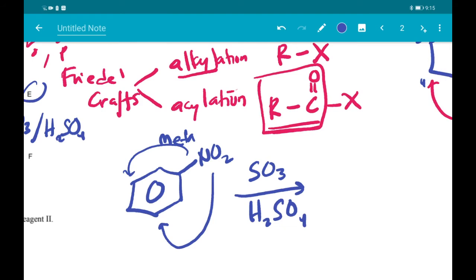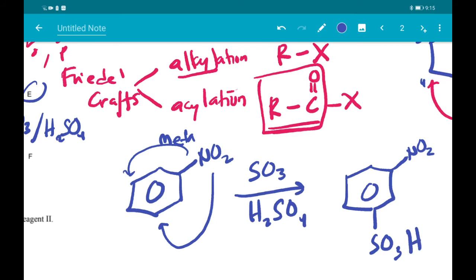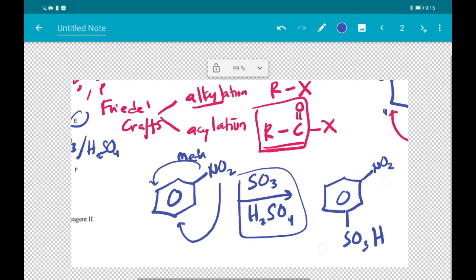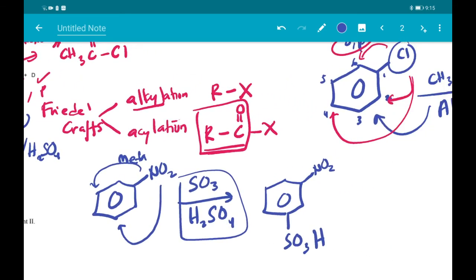Therefore, what will happen is we draw back the nitrobenzene structure, and then we just add the SO3H, which is produced from the addition of SO3 with the H2SO4. So this will be the product that we are looking for.